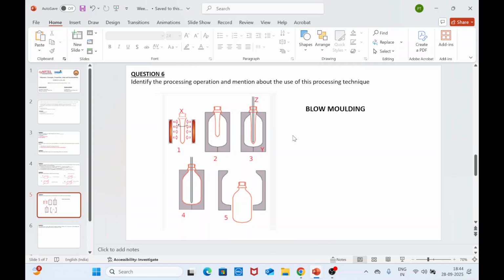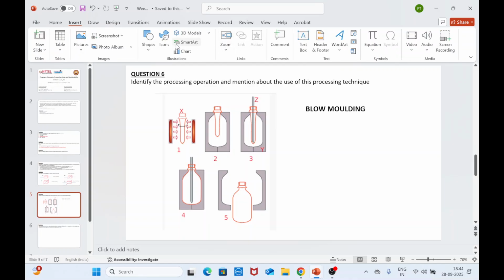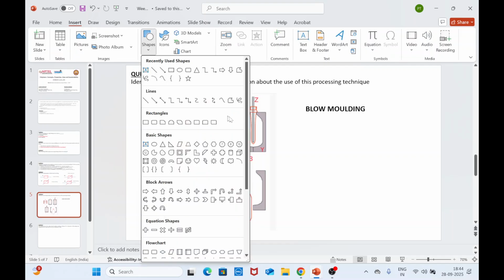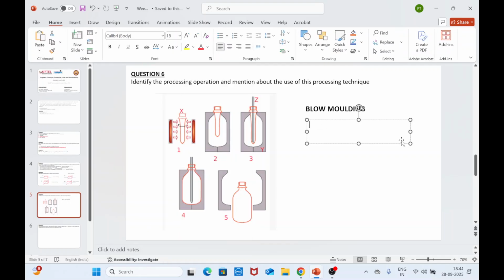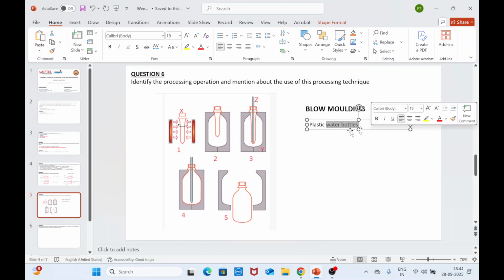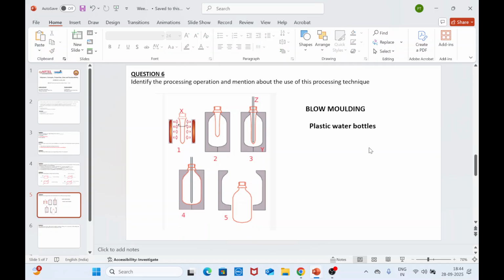Plastic water bottles, what we use. The most common example for blow molding is plastic water bottles. That is what I mean, the most common application for blow molding is to produce plastic water bottles.